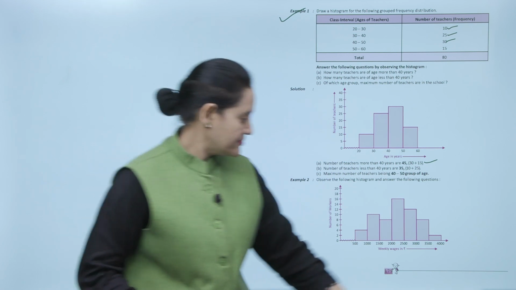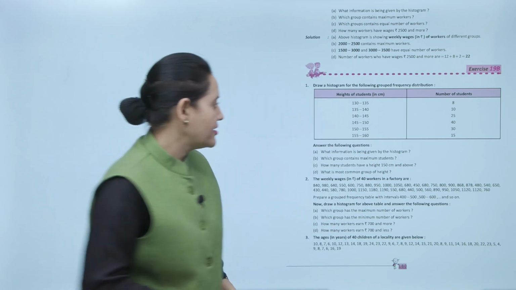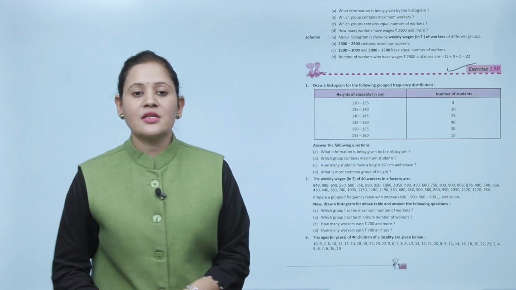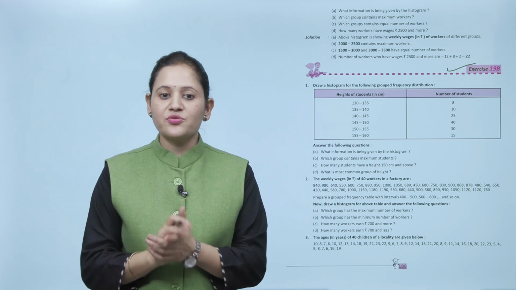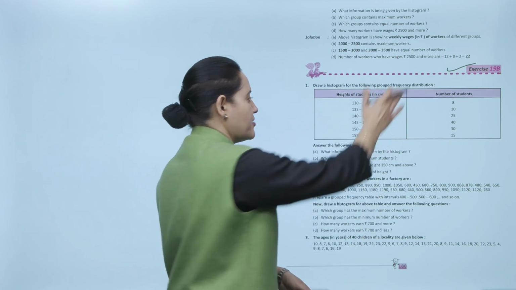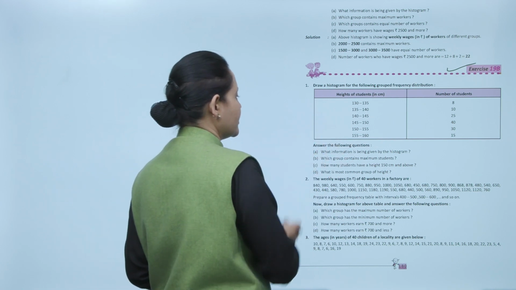Clear? Next is exercise 19B. Draw the histogram of the following grouped frequency distribution. Here the heights of students in centimeters are given and the number of students are given. So we have to draw the histogram first and answer these questions.